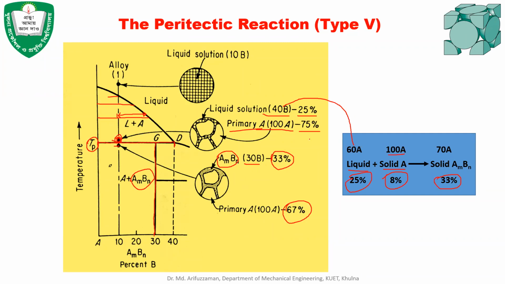That means before the peritectic reaction, there was 75% primary A, but after the peritectic reaction, we have found that the primary A has been reduced to 67%. That means 8% of primary A contributed to the reaction with the liquid of 25% B to produce 33% solid AMBN. So that's how the peritectic reaction works. And when the temperature is dropped below this temperature, then it will remain the same. The relative amount will also remain the same. That means 67% primary A, and 33% AMBN will remain at room temperature.